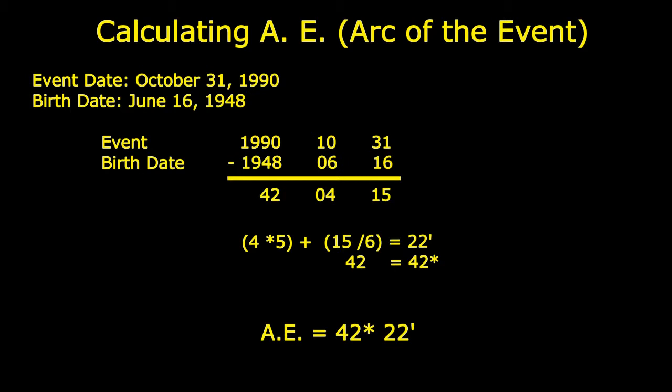So even if it's a negative value, you will still add those, and then just subtract that. And if it is a negative value and you do yours, then you would subtract that from the degrees answer. So the AE, or arc of event, for this person is 42 degrees, 22 minutes. Which brings us to step 4.